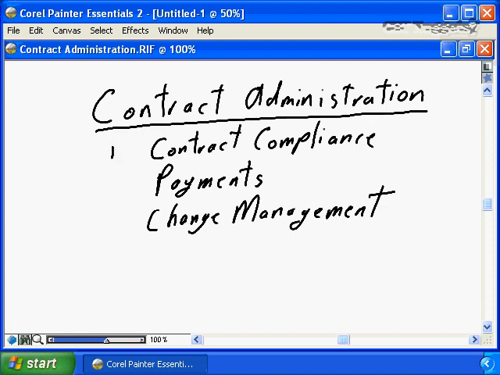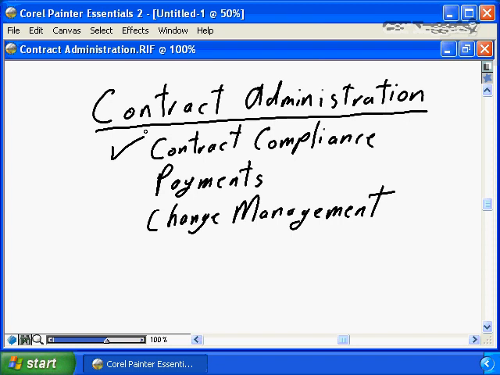The key component to contract administration is contract compliance, ensuring that both parties, whether you're the buyer or the seller, are compliant with the terms and conditions of the contract. Many project managers simply focus on maintaining compliance with the statement of work, ensuring that the work under the contract is being completed according to the scope of the contract. And that is very important because that's how project success is measured. But it's equally important to ensure overall contract compliance.